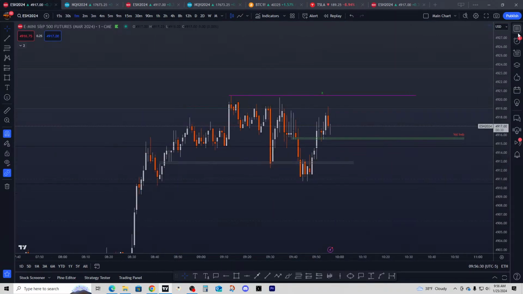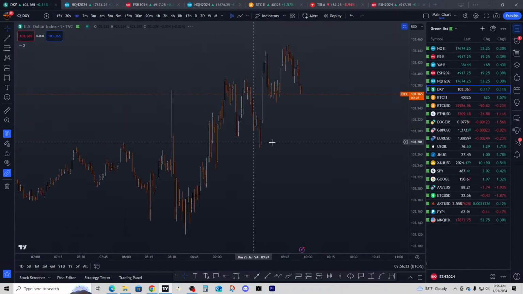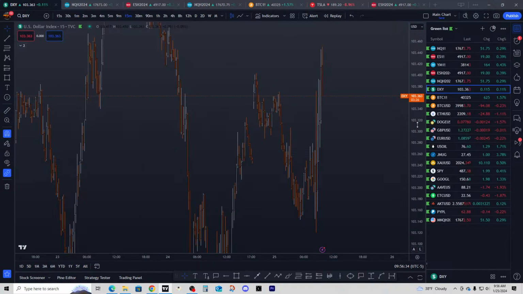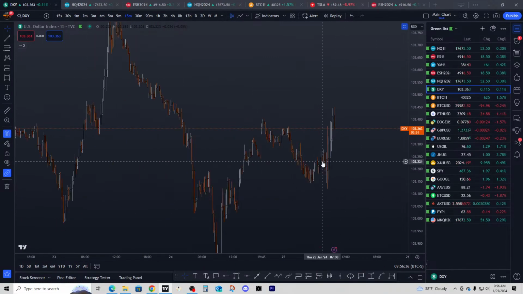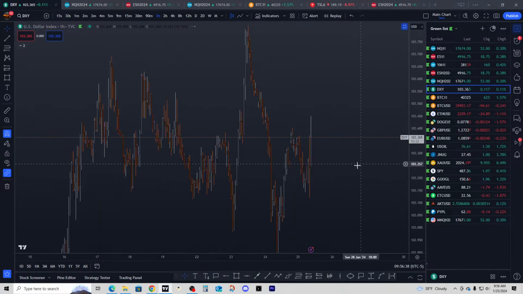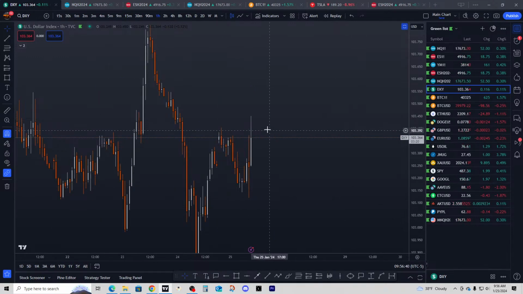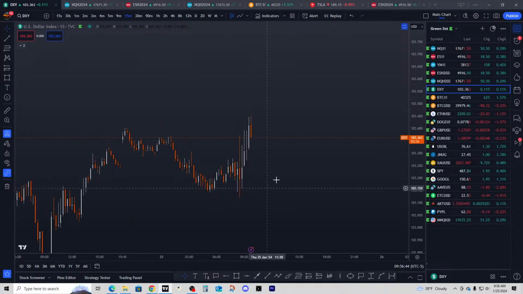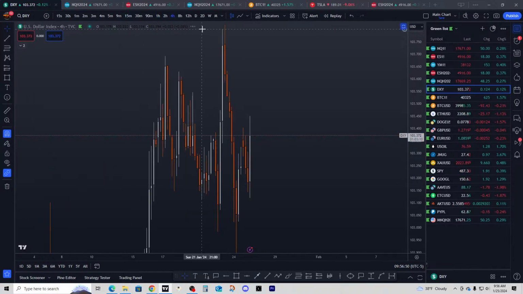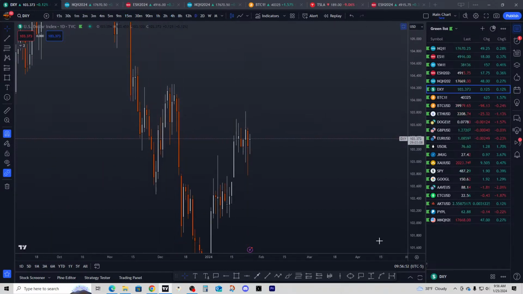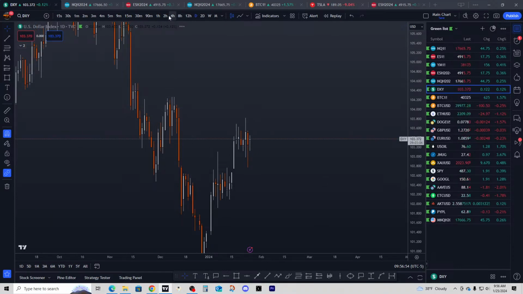I don't really trade DXY. If I can pull up DXY. So DXY just took out liquidity, then it started pulling back. So if we continue to pull back into here, the other one should go higher. We'll see, this is just chopping around.